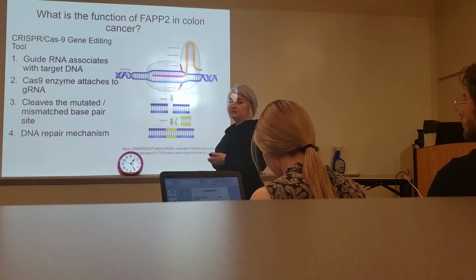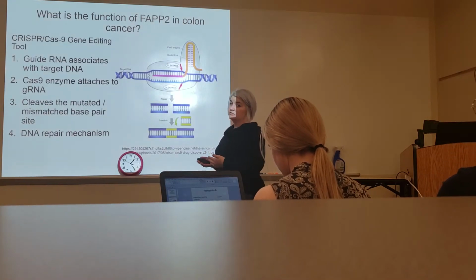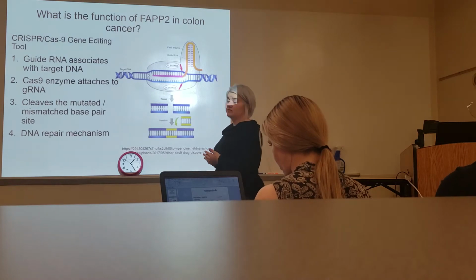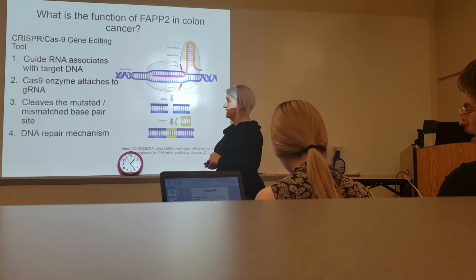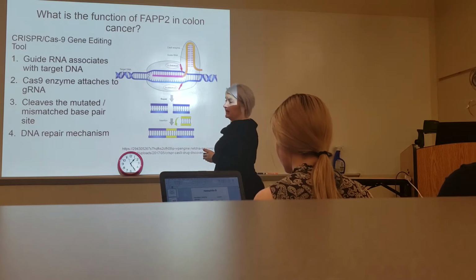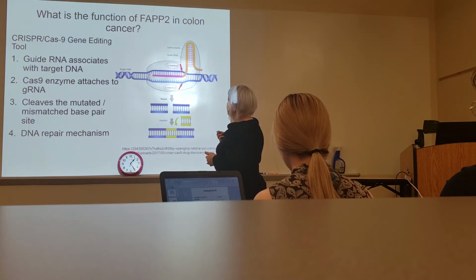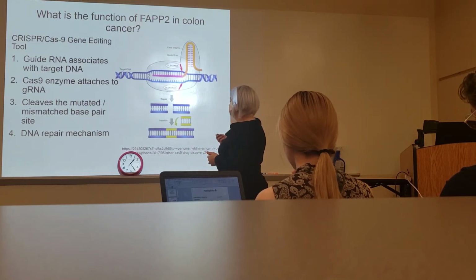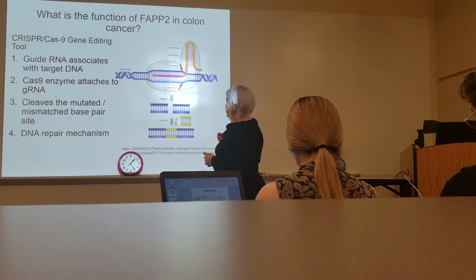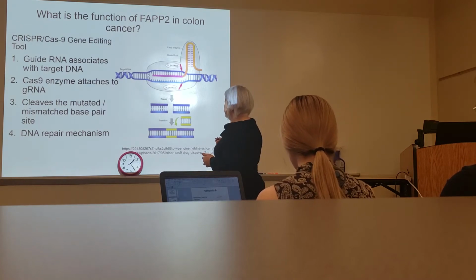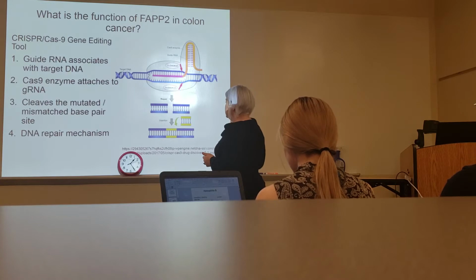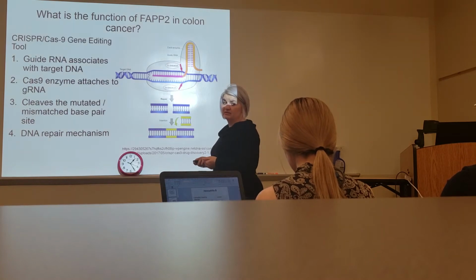So then using CRISPR-Cas9, which is a gene editing tool, they were able to answer the question of what the function of FAPP2 is in colon cancer. With CRISPR-Cas9, you have a guide RNA that associates with the DNA of interest. Then with this guide RNA, the Cas9 enzyme comes in and associates with it. It cleaves the DNA at the site of interest, and your repair mechanism comes in and finishes the job to repair the mismatched DNA.